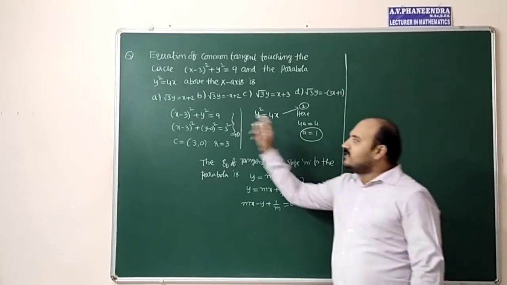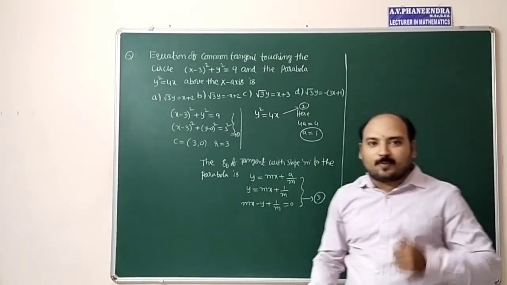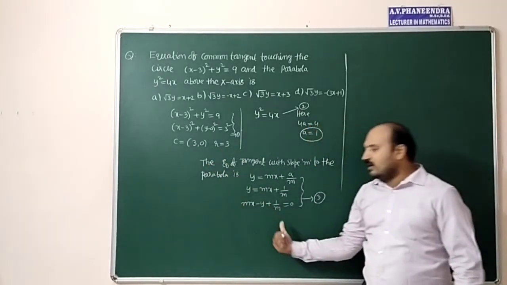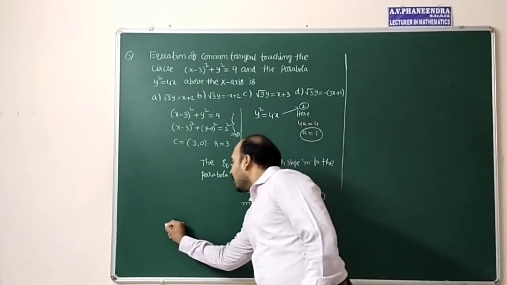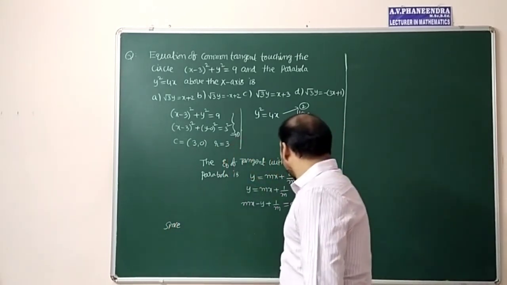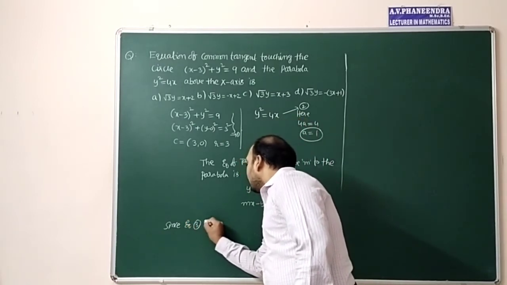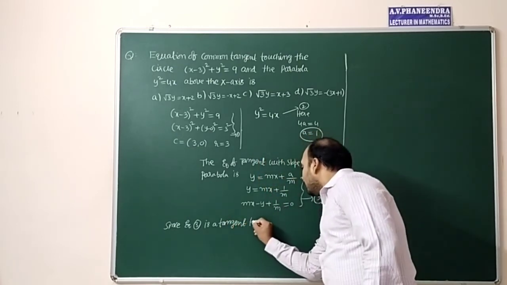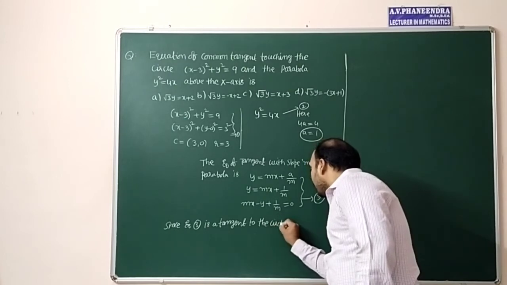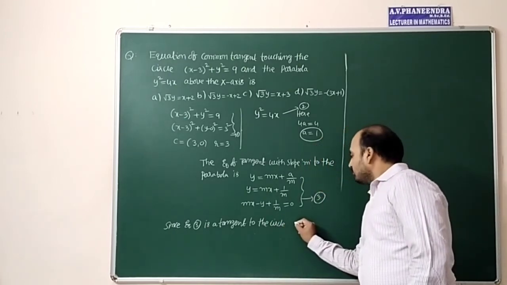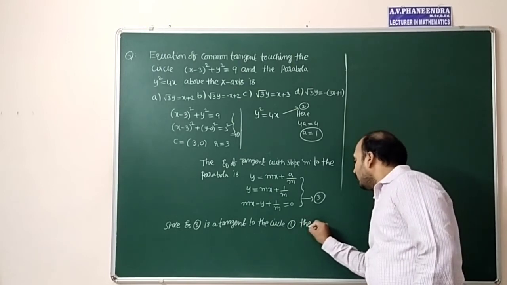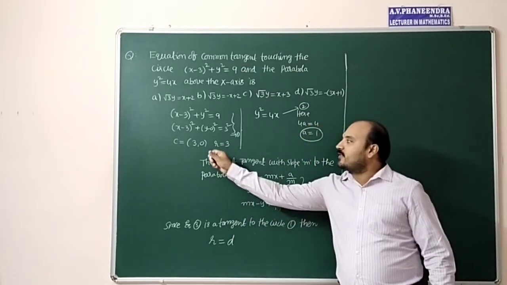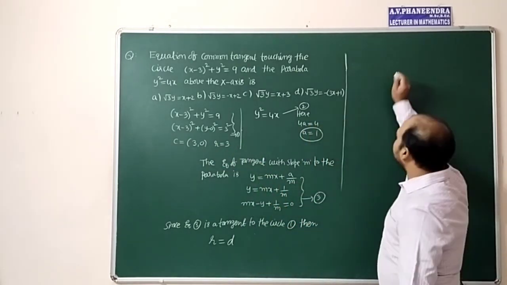This tangent is again touching the circle. Any line touching the circle means radius equal to perpendicular distance, no? So the radius of the circle is 3, and the perpendicular distance is from the center of the circle to the line. So since equation 3 is a tangent to the circle, then r is equal to d. The radius of the circle is equal to the perpendicular distance from the center of the circle to the line.